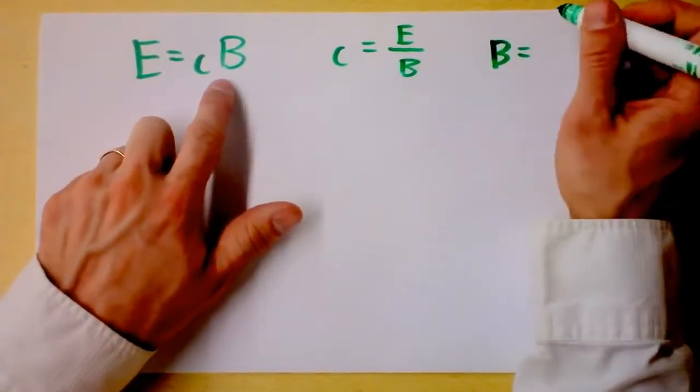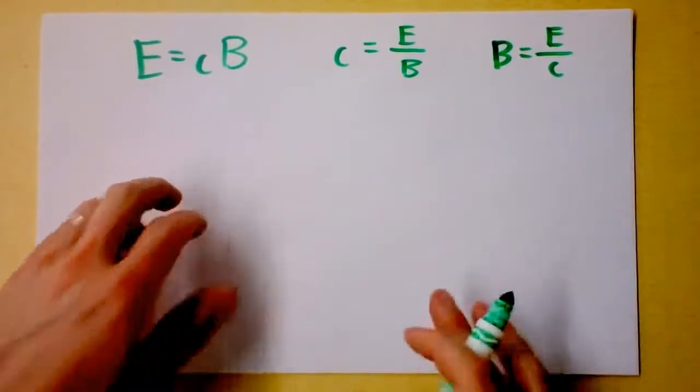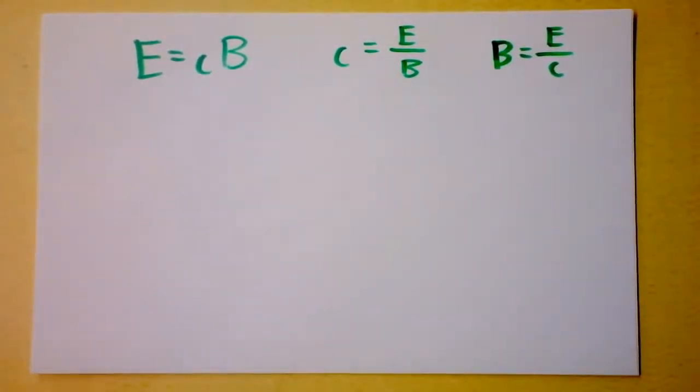And in particular, the magnetic field is the electric field, however big that is, divided by the speed of light, which is a relatively enormous number. So the magnetic field is much smaller than the electric field. However, it has the same energy contribution.